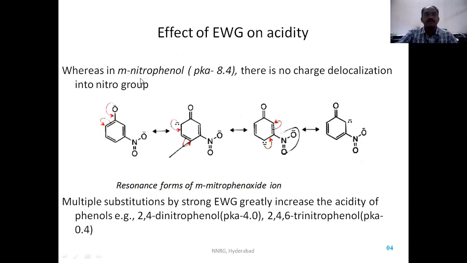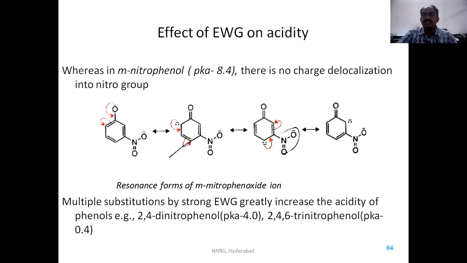You can see another isomer of para-nitrophenol, metanitrophenol. If you take metanitrophenol, acidity increases definitely, but the effectiveness of acidity compared to ortho and para nitro is decreased. Here, metanitrophenol is not delocalizing the charge into the nitro group. So electrons are not shifting into the nitro group. The nitro group is not effective here.